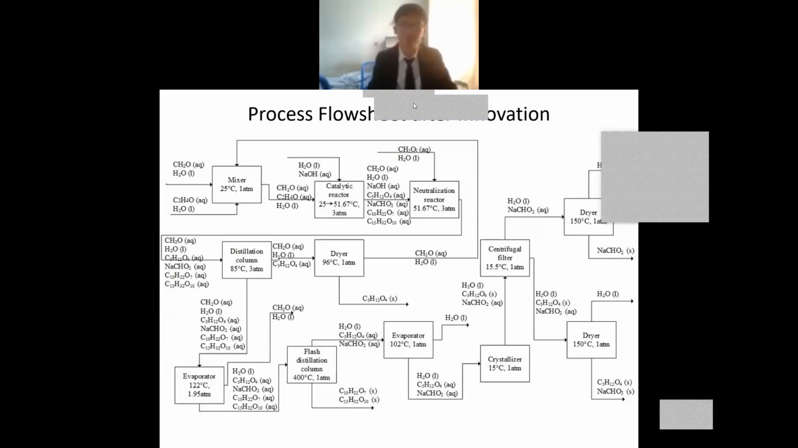This is the process flow sheet after innovation. After the first evaporator, a flash distillation column is used to remove dipentyl and tripentyl-erythritol, followed by the second evaporator to remove some water for the crystallization process.